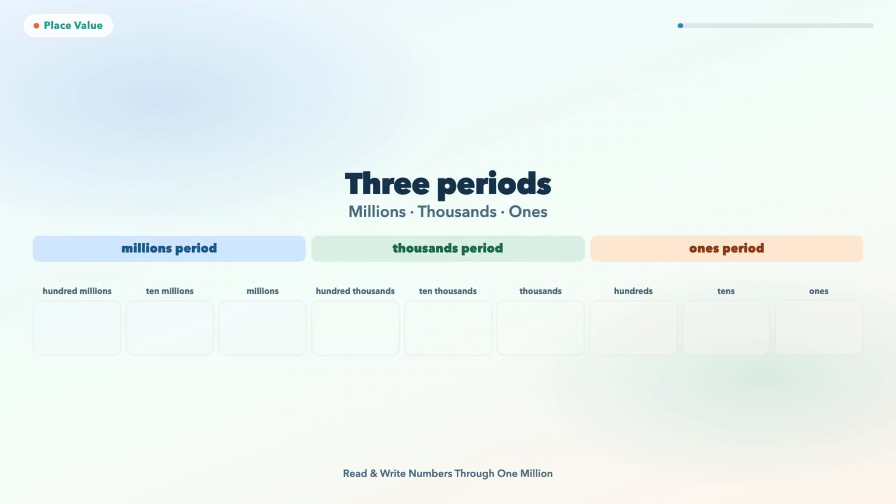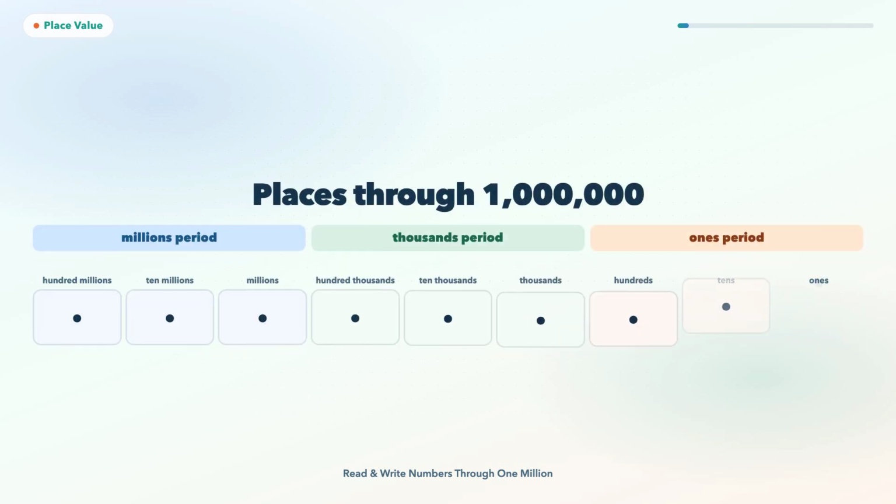Big numbers are easier when we chunk them into periods. A place value chart has 3 periods: the millions period, the thousands period, and the ones period. Commas separate those periods so our eyes can group digits quickly. Inside those periods are 9 place value homes. From the left, 100 millions, 10 millions, millions, then 100,000s, 10,000s, thousands, then hundreds, tens, and ones. In 4th grade, we focus especially on numbers through 1 million.